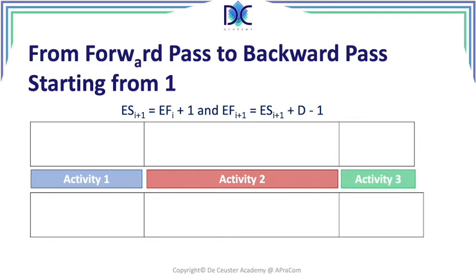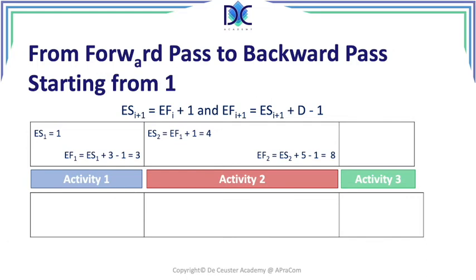For activity 1, we start at 1. So the early start of 1 is 1, day 1, and the early finish of 1 is early start plus 3 minus 1, which is equal to 3. Now we can go to the next activity, and we can start the day after activity 1 is completed. So the early start of 2 is equal to the early finish of 1 plus 1, which is equal to 4. And now we can calculate the early finish of 2, which is early start of 2 plus 5 minus 1, which is 8.